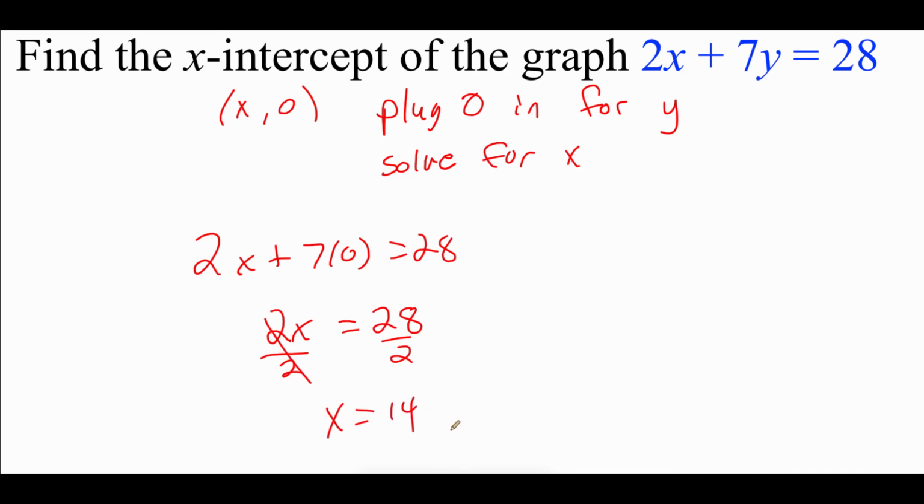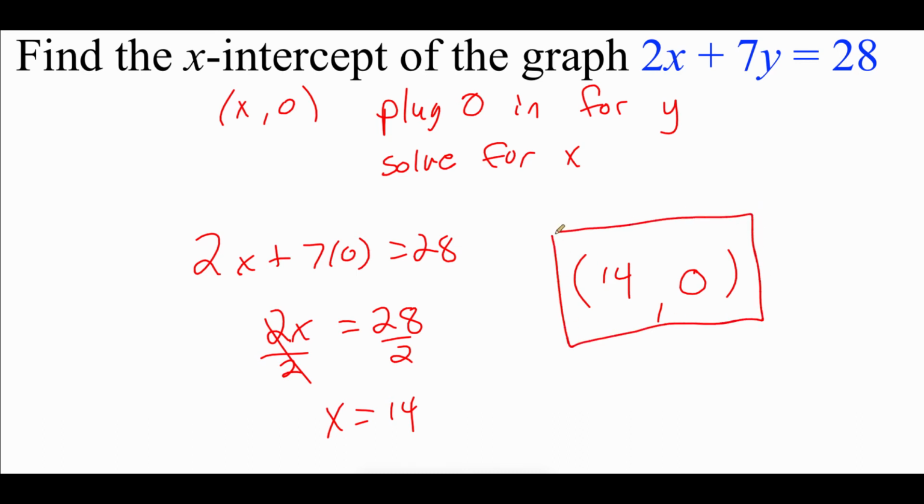Now, we always want to write our intercepts as an ordered pair. So for this ordered pair, we started by plugging in 0 for the y value. So I'm going to put 0 in the y position in the ordered pair. And when we did that, we got an answer of 14. So that's what goes in the x value there. So the x-intercept of this graph is at the point 14, 0.